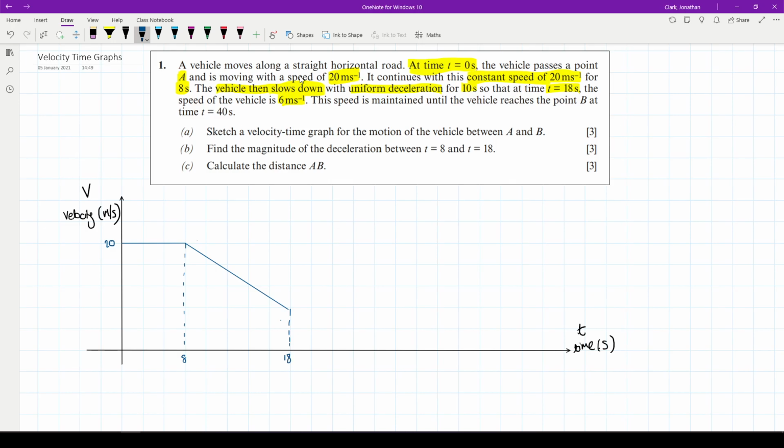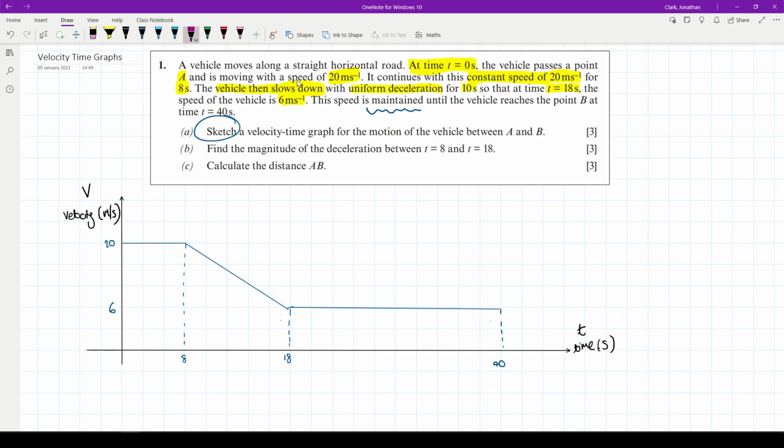So we're going to be up to 18 seconds in, and we're going to be down to a speed of 6 meters per second. And then after that, this speed is maintained, so it goes back to moving at a constant velocity until the 40-second mark. So our velocity time graph, and as I said, it is a sketch. It doesn't have to be particularly accurate here. I know that my scale isn't great, but it should have this general shape.